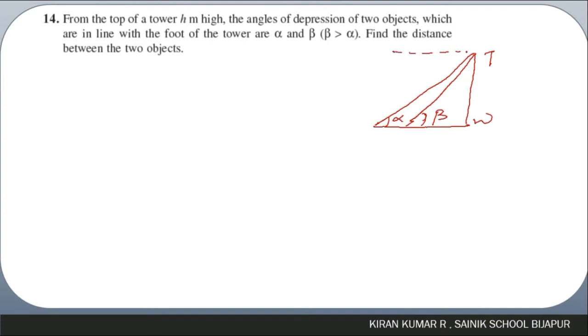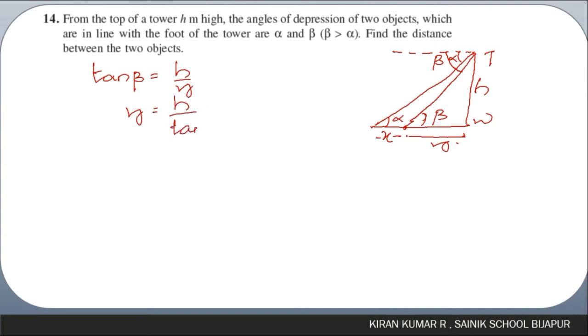This is the angle of depression. This angle is beta and this angle is alpha. We all know that the angle of elevation and the angle of depression are equal. Let me consider this distance to be x units and this distance to be y units, and the height of the tower be h. According to this figure, tan of beta will be equal to h by y, or y will be equal to h upon tan beta. Let me call this equation 1.